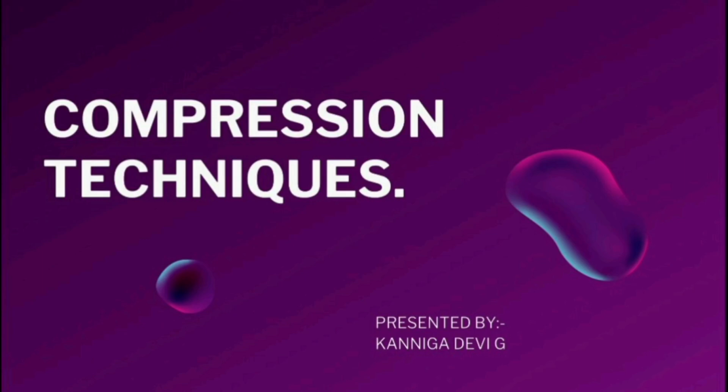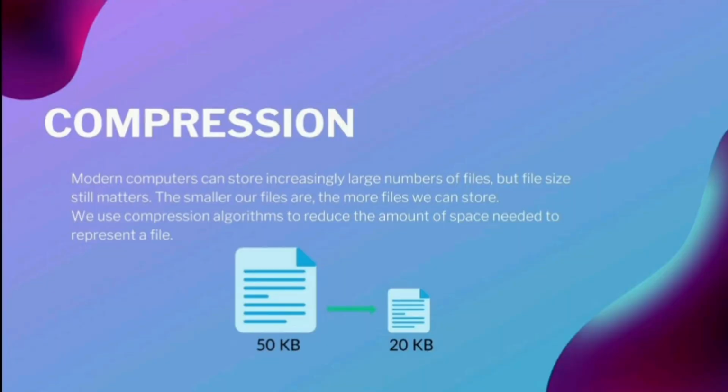In this video, I'm going to talk about compression techniques. Compression. First of all, what is compression? Modern computers can store increasingly large numbers of files, but file size still matters. The smaller our file sizes are, the more files we can store. We use compression algorithms to reduce the amount of space needed to represent a file. In this image, you can see a 50 KB file can be stored in 20 KB by using compression algorithms, thus saving a large amount of storage.